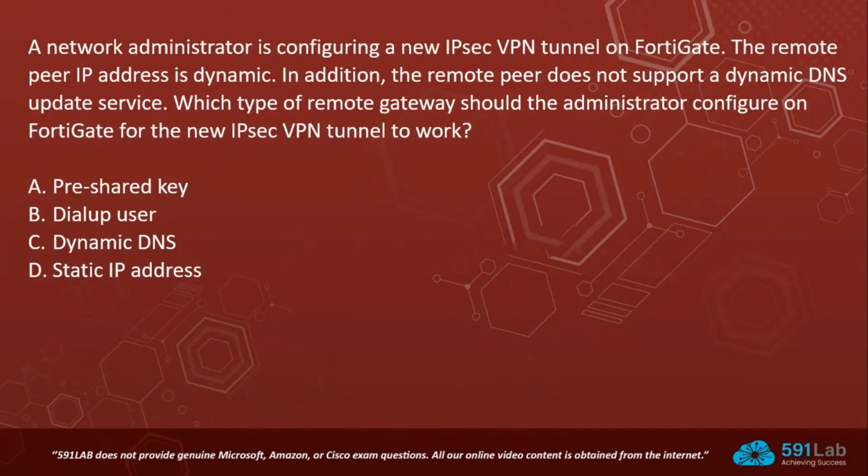A network administrator is configuring a new IPsec tunnel on FortiGate. The remote peer address is dynamic. In addition, the remote peer does not support a dynamic DNS update service. Which type of remote gateway should the administrator configure on FortiGate for the new IPsec VPN tunnels to work? Answer A: pre-shared key. Answer B: dial-up user. Answer C: dynamic DNS. Answer D: static IP address. Okay, let's find out the correct answer.